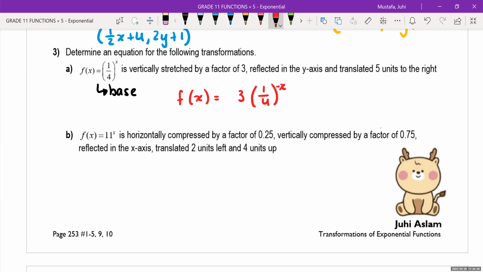Now, whenever you're writing your own formula, you guys have to remember to write it in factored form because it makes the question a whole lot easier. So in order for me to show this, I know there has to be a negative here, and then in brackets, I'm going to write x minus 5 to show that is translated 5 units to the right. That would be your final answer. If you wanted to rewrite it so that the negative is distributed, that's fine as well.